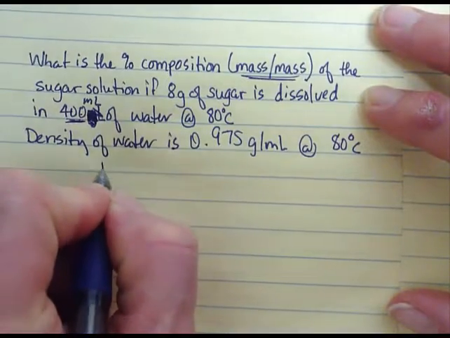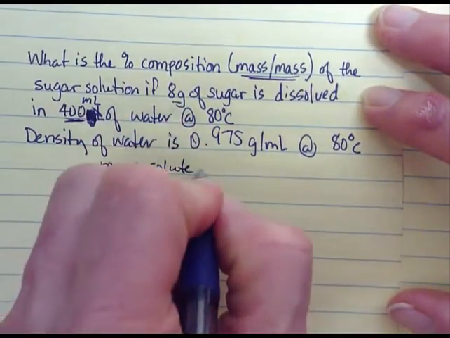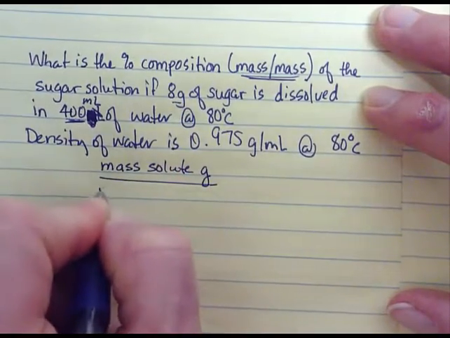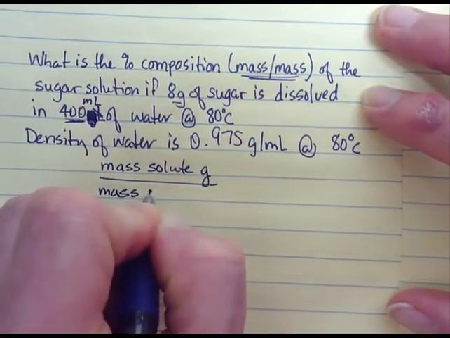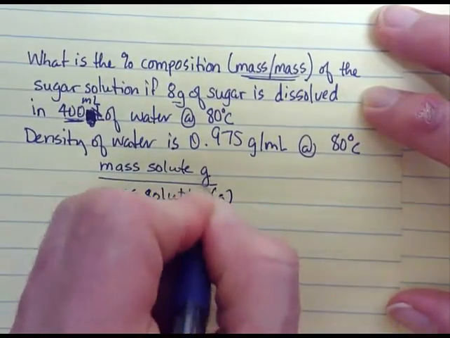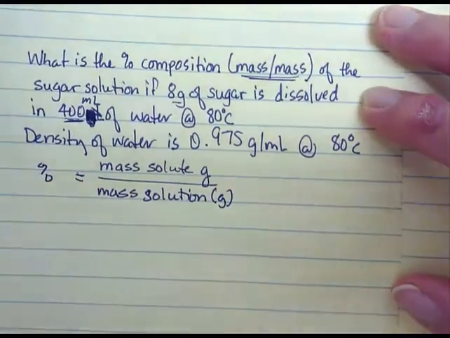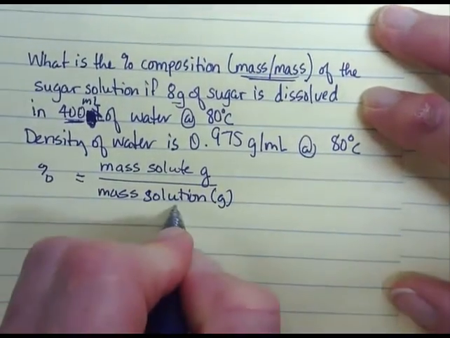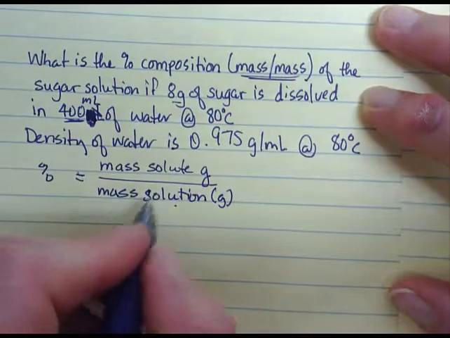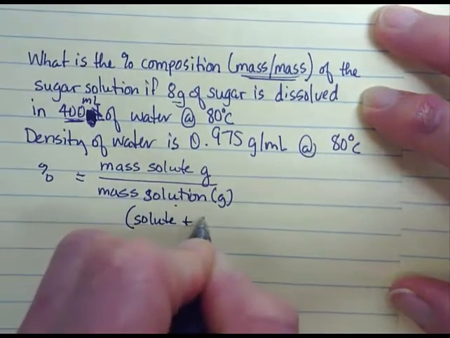We're going to have mass of solute, and that's measured in grams up here. And we're going to need the mass of the solution on the bottom. That's also going to need to be in the same units, so we'll say grams. This is going to be our percentage, mass to mass. We know our mass of our solution is a combination of the solute plus the solvent.